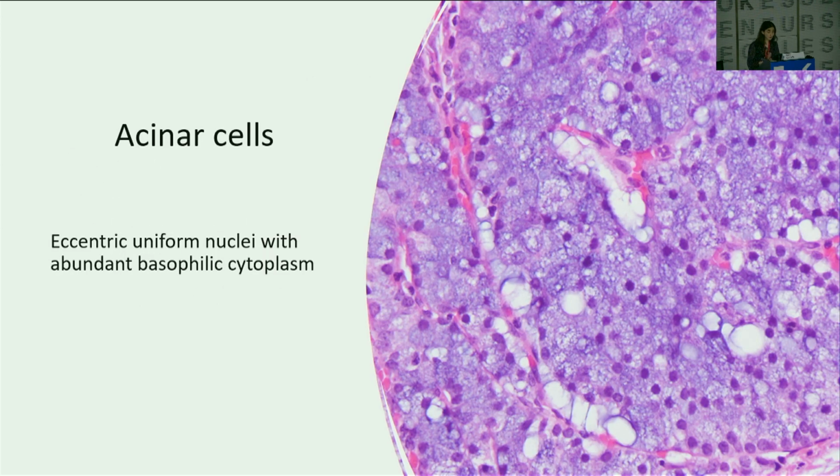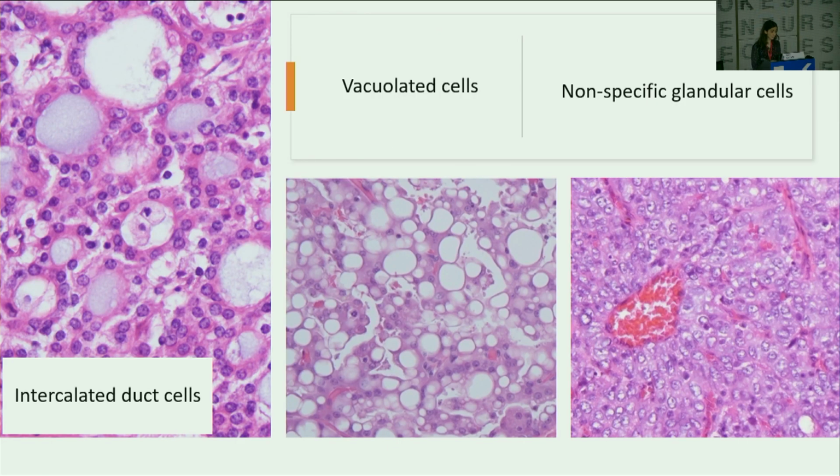The cell types include the acinar cell, which is the essential and diagnostic cell in acinic cell carcinoma. They are characterized by eccentric uniform nuclei with basophilic cytoplasm filled with zymogen granules. Other cell types include intercalated duct cells, where the cells are usually seen surrounding a lumen with eosinophilic cytoplasm and more central nuclei. When you see vacuoles in intercalated duct cells, we call them vacuolated cells. They can show different sizes and shapes of vacuoles. And the least common cells are non-specific glandular cells, where the cells look more syncytial with less distinct cell borders.